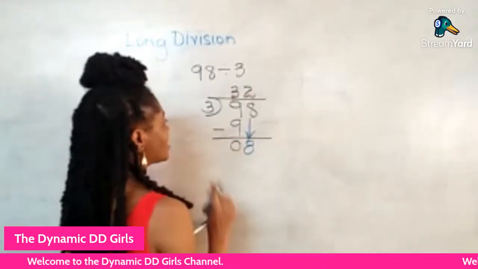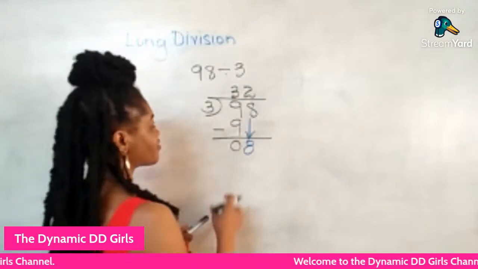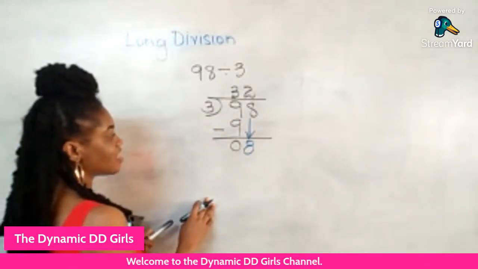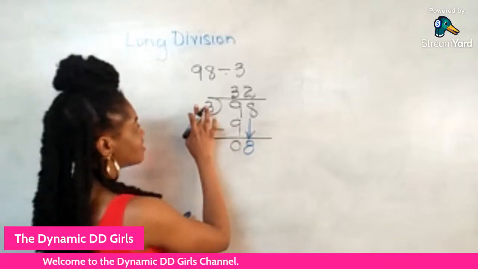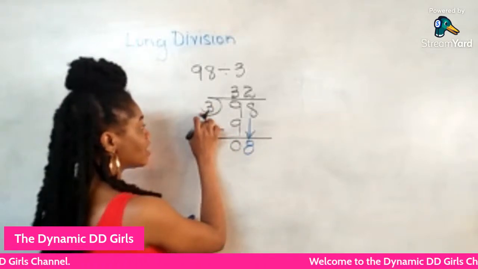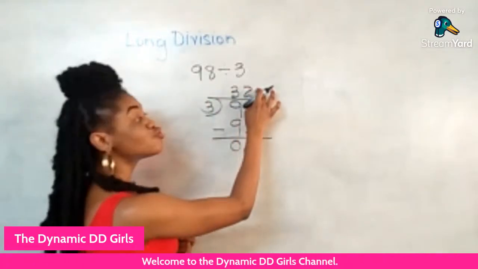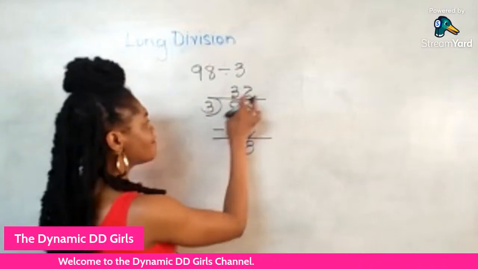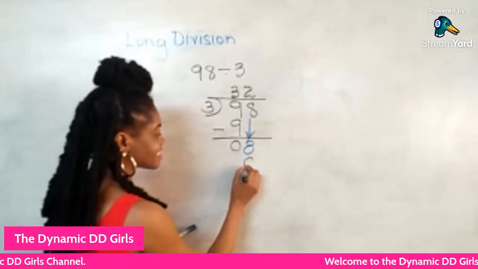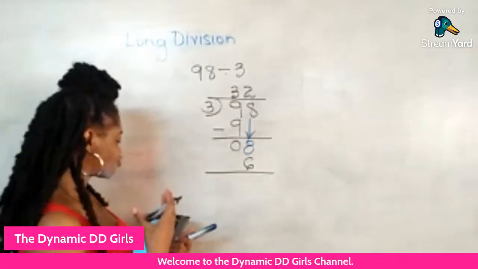We can only get 2 groups of 3s. And of course, look at this now. We're going to multiply now. So we remember, we are not going to multiply 3 by 3, but 3 by 2. 3 multiplied by 2 is 6. Look where I'm putting my 6. And now I draw my line.